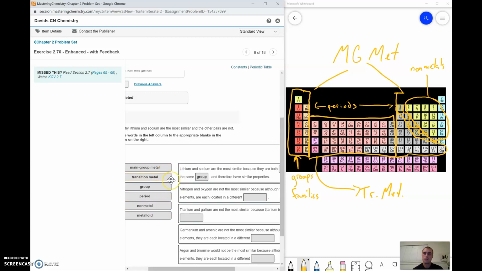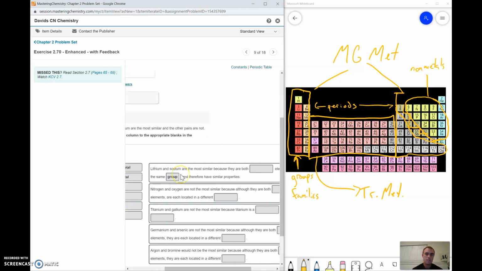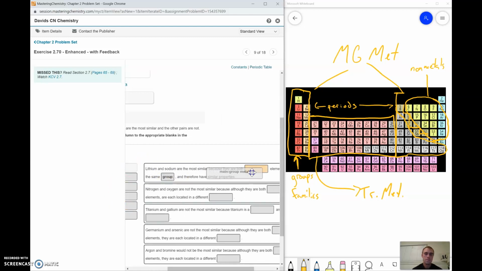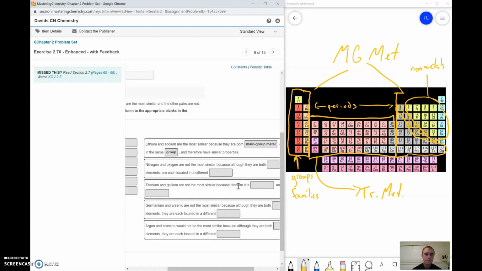They're not transition metals because they're not here in the middle. They are not metalloids because they're not along the stair step. They're not non-metals because non-metals are over here by oxygen and fluorine. And so that leaves us with main group metal. And let's fill that in. Okay, then we can move on.